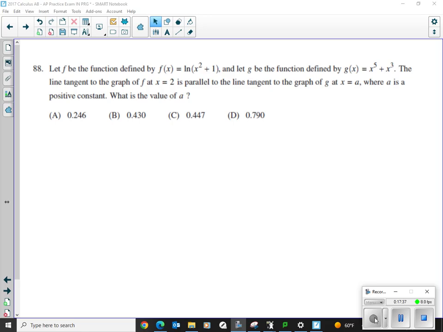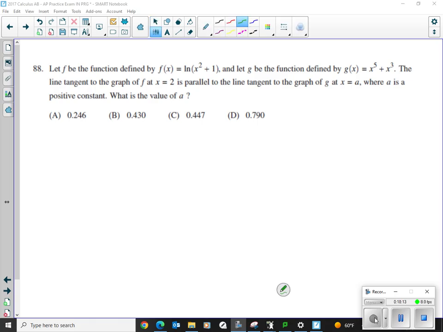88 says, let f be the function defined by f of x equals the ln of x squared plus 1, and let g be the function defined by g of x equals x to the 5th plus x cubed. The line tangent to the graph of f at x equals 2 is parallel, that's an important word, to the line tangent to the graph of g at the point where x equals a, where a is a positive constant. What is the value of a?